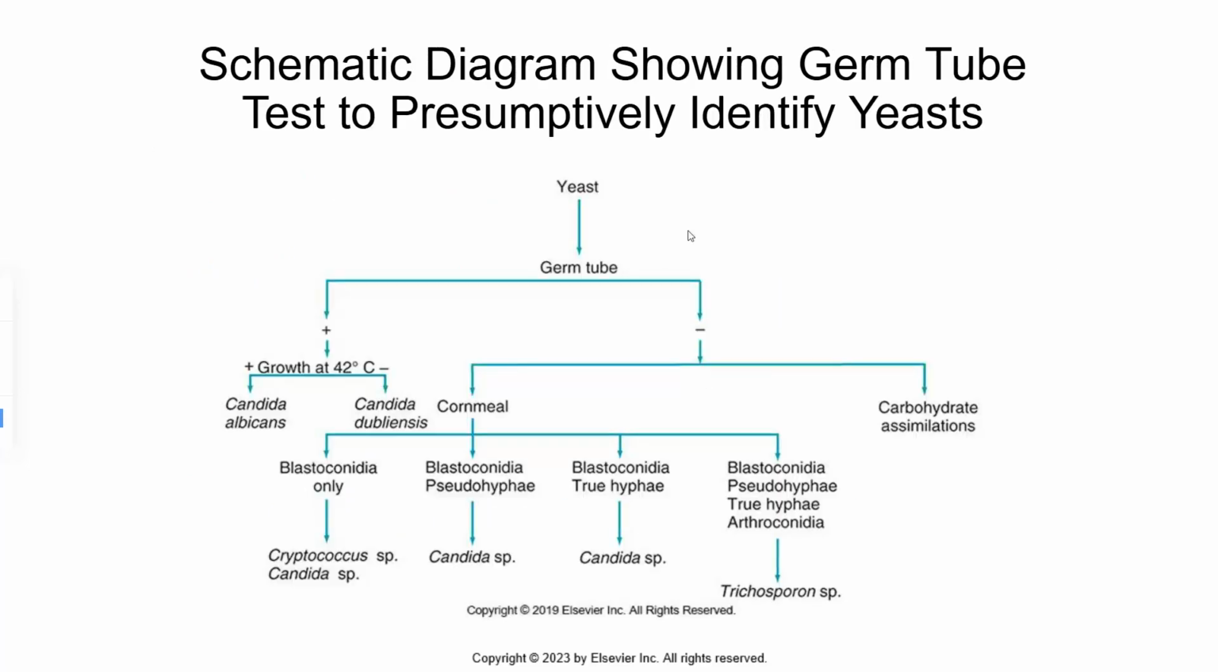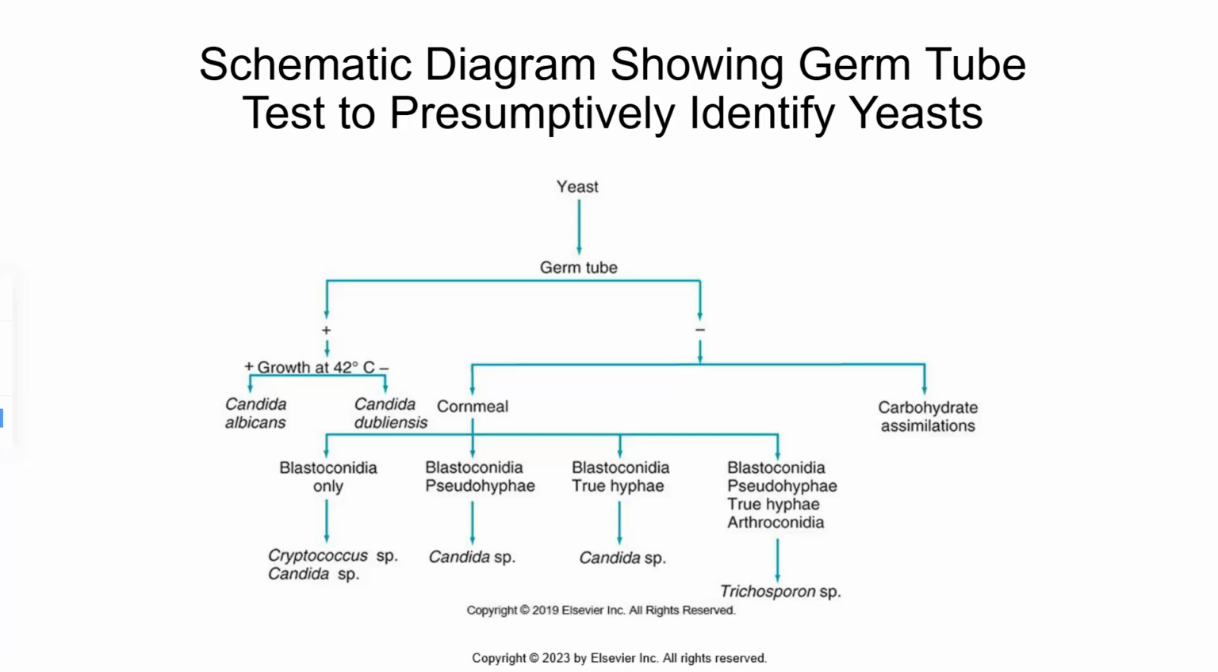And here you can see with yeasts, germ tube positive. If it grows at 42, Candida albicans. If it doesn't, it could be Candida dubliniensis. If it's germ tube negative, you would use cornmeal agar and then go from there to differentiate the species.